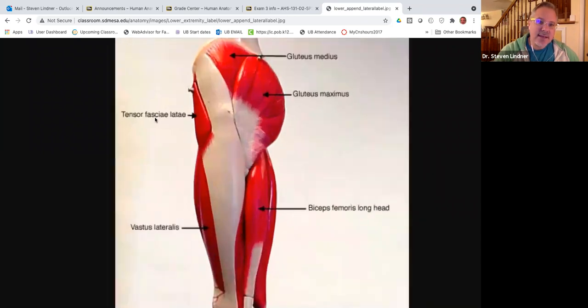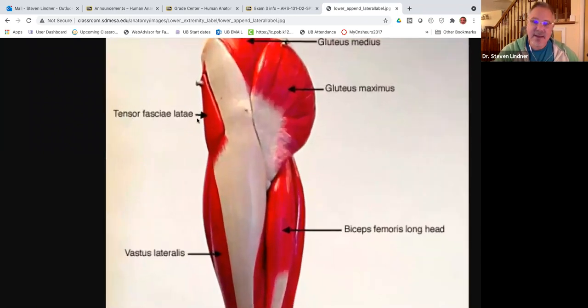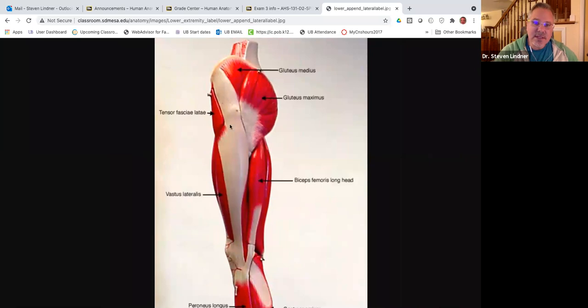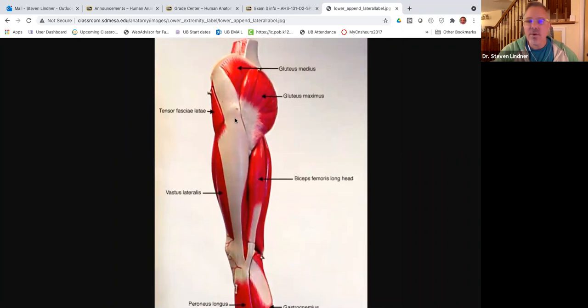So here is that TFL, the tensor fasciae latae. Remember I said it originates on the anterior superior iliac spine, but then inserts on this tissue that's called the iliotibial tract or the iliotibial band. It is a major stabilizer of the lateral side of the knee. It's this entire structure. Iliotibial band or iliotibial tract. Now, is that the only muscle that attaches to the ITB?